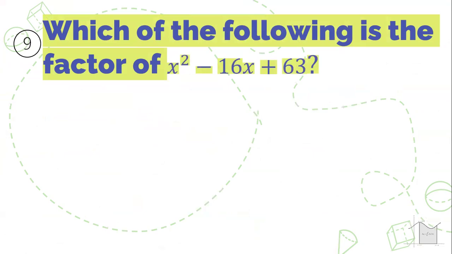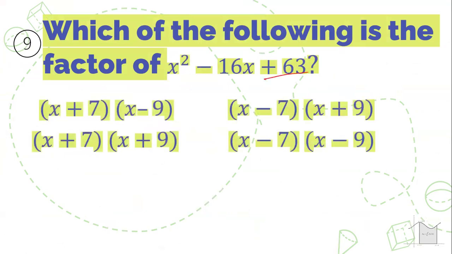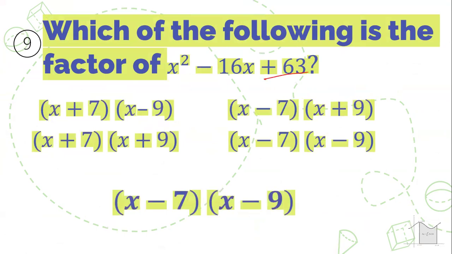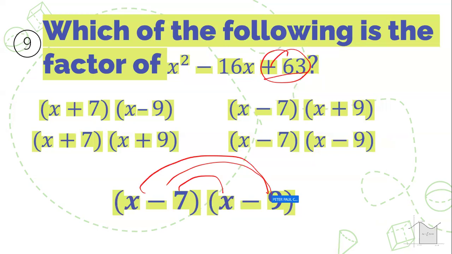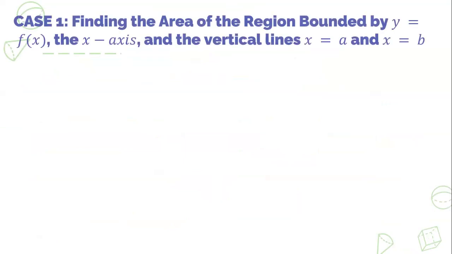Lastly, let's have number 9. Observe that this is positive. So obviously, the answer is letter D because we need both to be negative so that it becomes positive 63. And combining negative 7x and negative 9x will result to negative 16x. I think we are now ready for our topic.